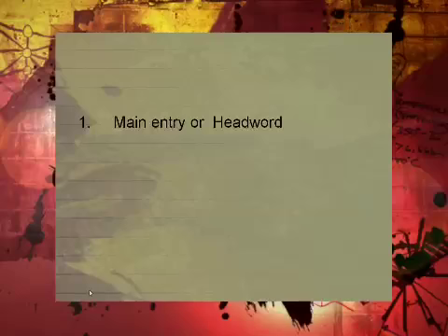First piece of information in a dictionary is usually the main entry or head word. So there'll be a word, usually in bold, down the side of the page, and those are the words that you look up.